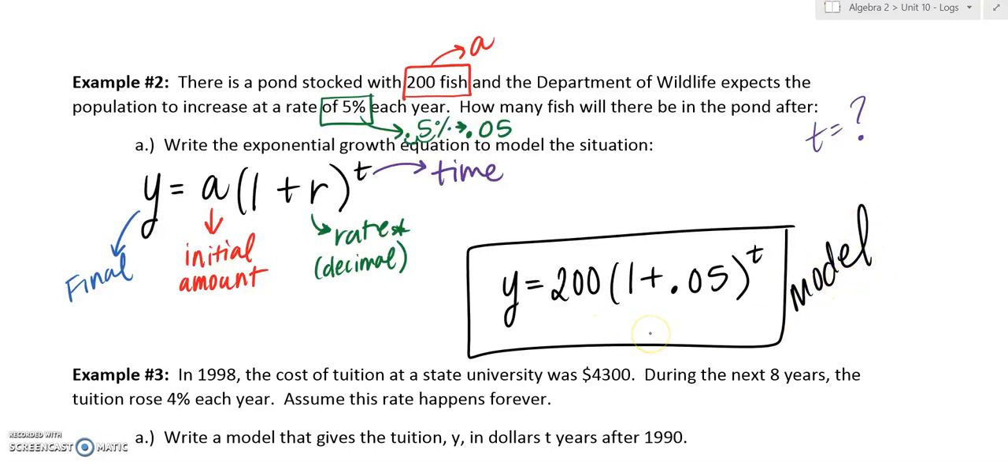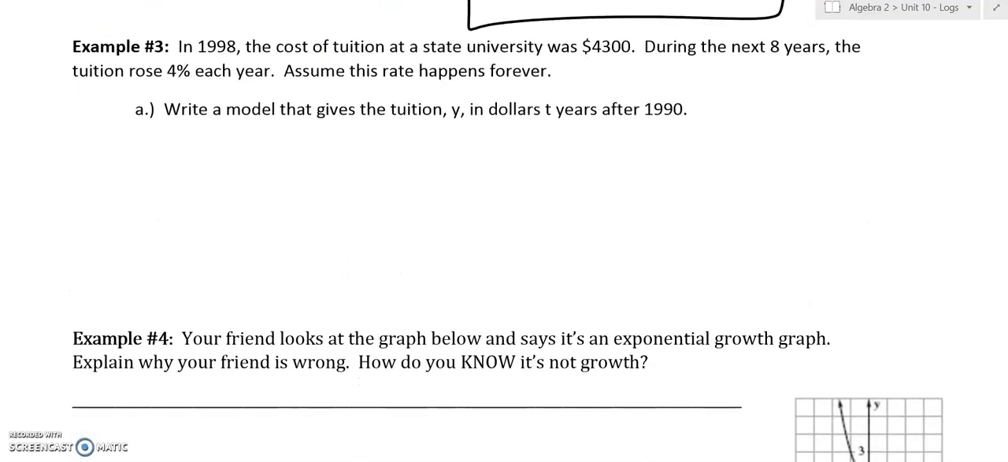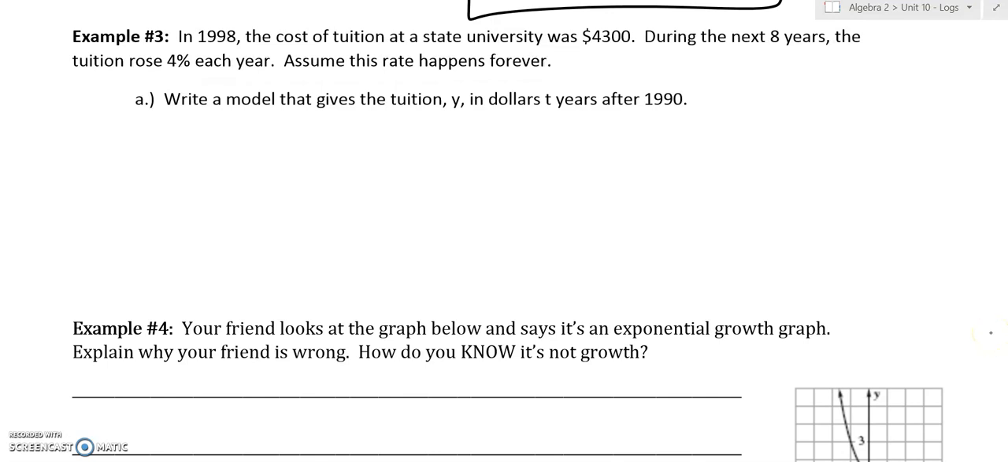This models how much. So again, somebody could put in 5 years for time and get an answer. Somebody could put in 100 years, get out their answer. You're just setting up the general equation. Let's try it again. In 1998, the cost of tuition at a state university was $4,300. During the next 8 years, the tuition rose 4% each year. Assume this rate happens forever. So every single year, it's increasing 4%, then 4 more percent, 4 more percent, so on and so forth. Write a model that gives the tuition Y in dollars, T years after 1990.